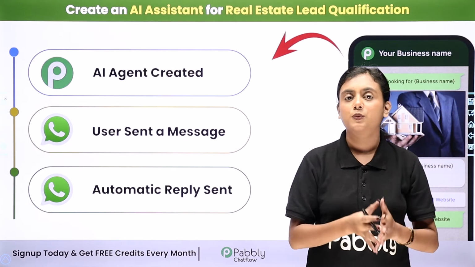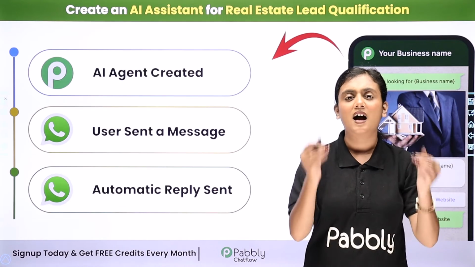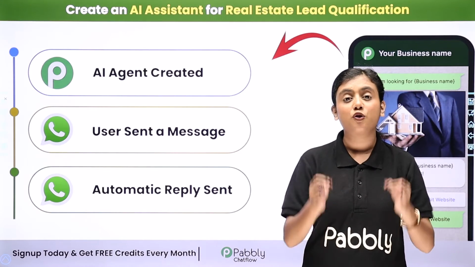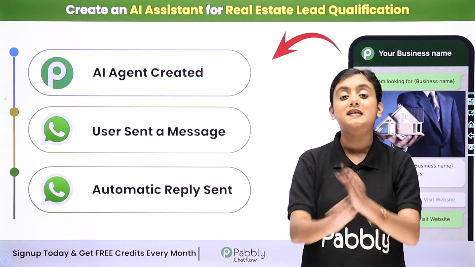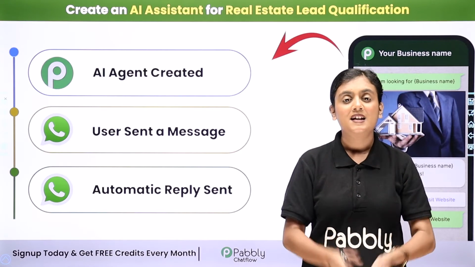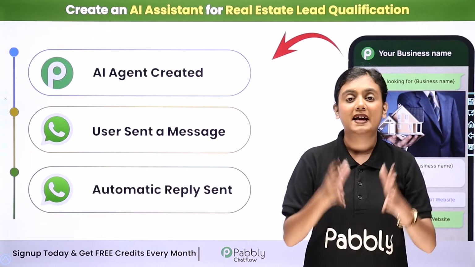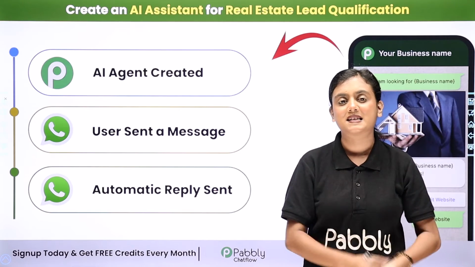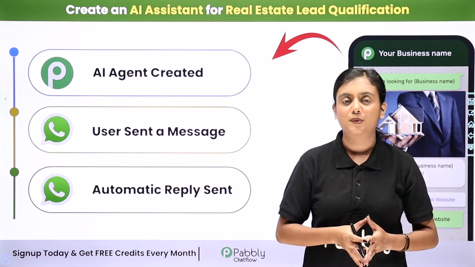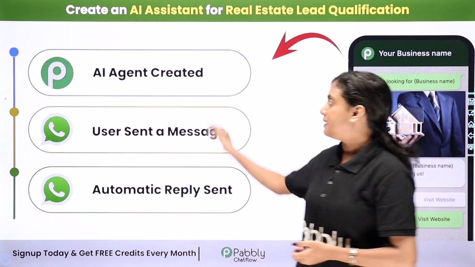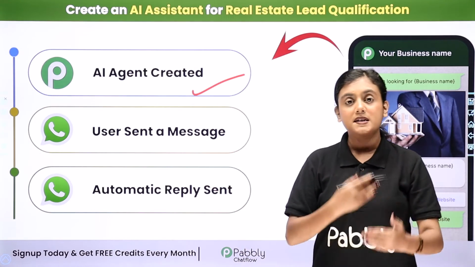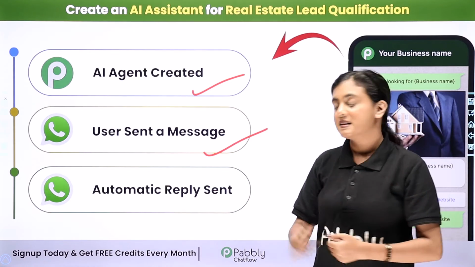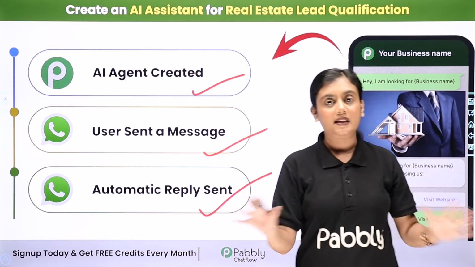So I am an owner of a real estate agency business and I receive a lot of inquiries from my leads on WhatsApp. Now replying to all of them individually and manually is a very time consuming task. So to solve the problem, I have created an AI assistant without need of any coding and programming skills using Pabbly Chatflow for my WhatsApp. So now as I've created this assistant, whenever I receive any of the inquiries from my leads on WhatsApp, automatically this assistant is going to reply to all the questions.